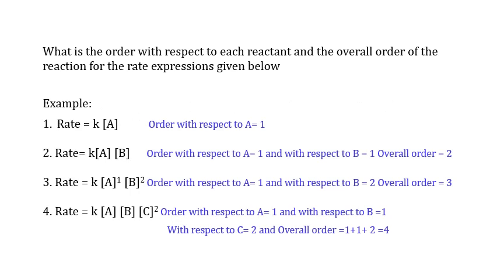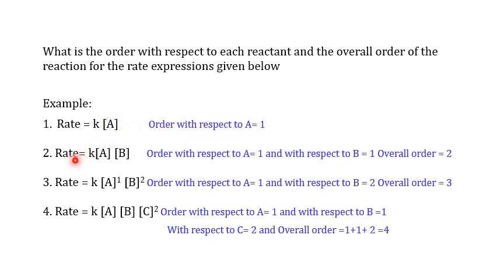More examples. In each case we have to find the order with respect to each reactant and then the overall order of the reaction. So we have the rate expression given. The first one is rate equal K concentration A. We have only one reactant and there is no number as an exponent here. So order with respect to A is 1.